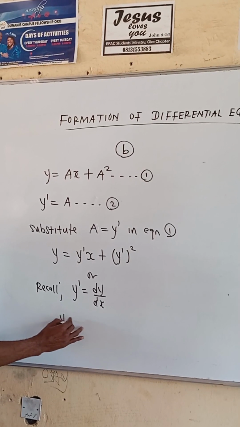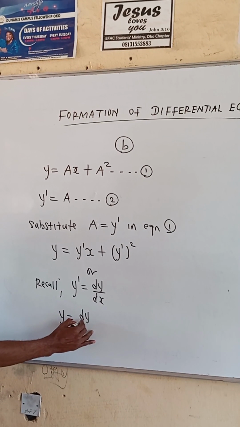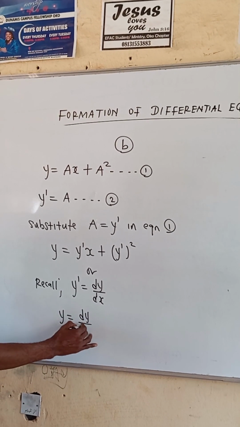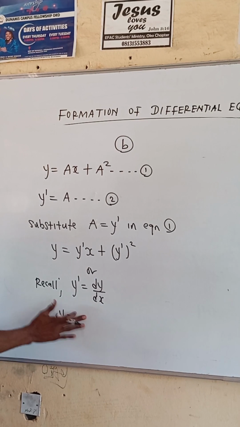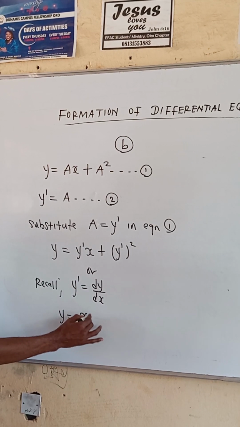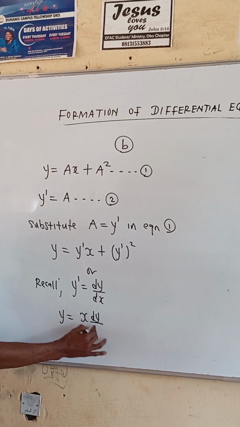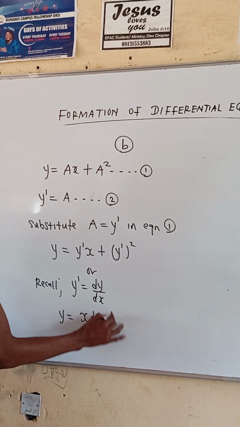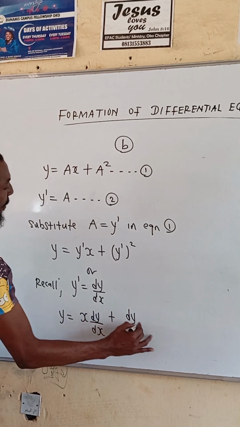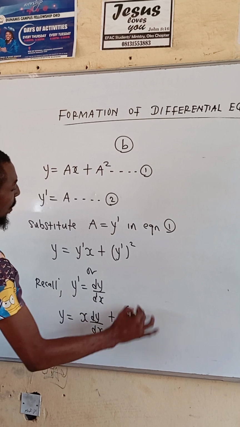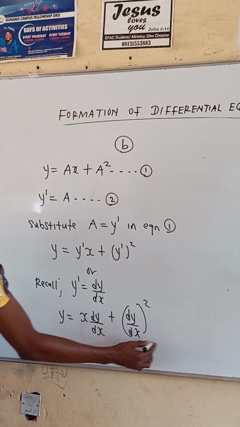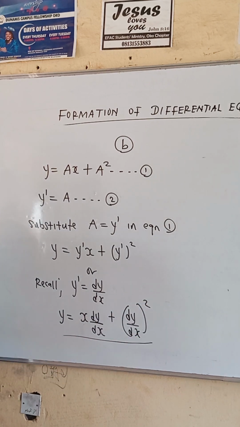Therefore, we can have y is equal to x dy over dx, that's the best way to write it, plus dy over dx all squared. And that is the solution.